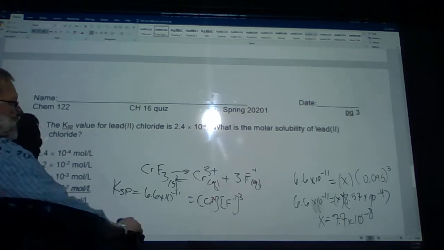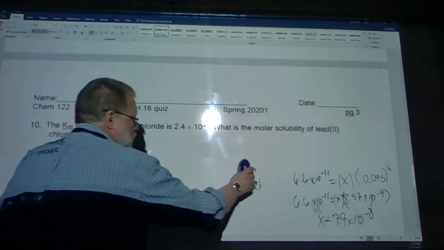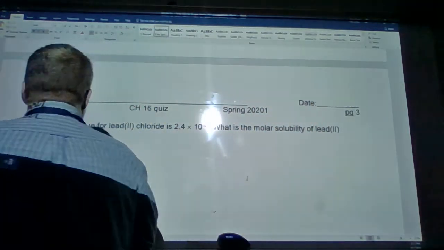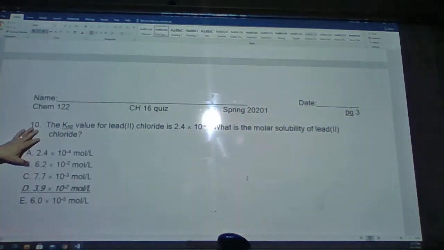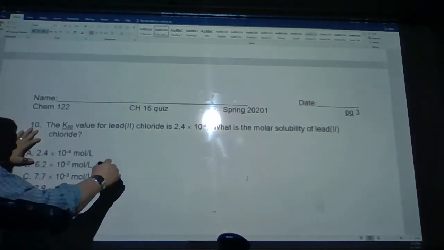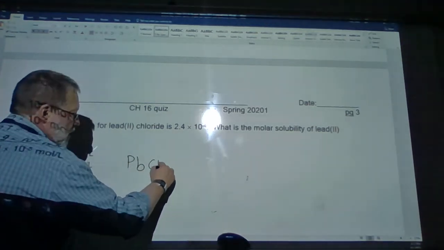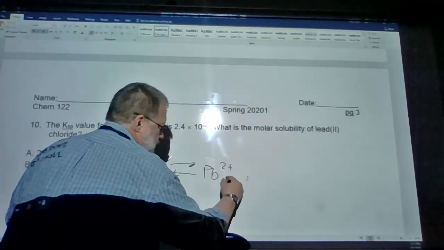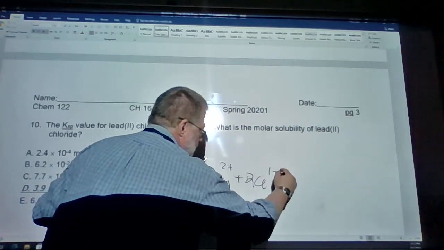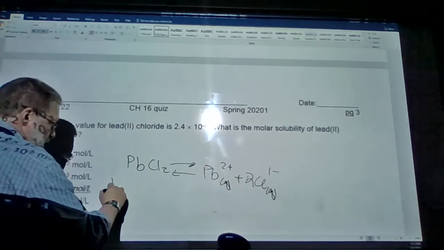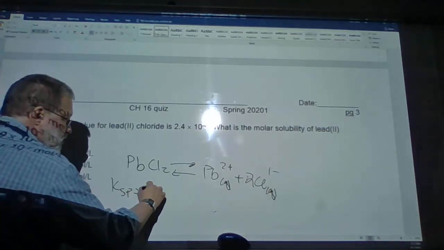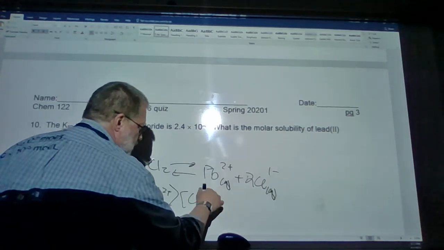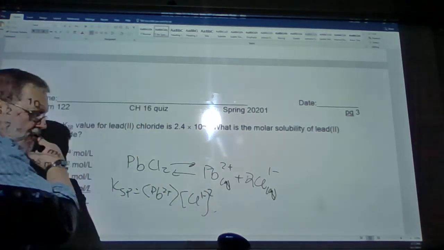The KSP value for lead 2 chloride is 2.4 times 10 to the minus 4. So again, write down your equation. KSP is equal to the concentration of our lead times the concentration of the chloride anion squared.